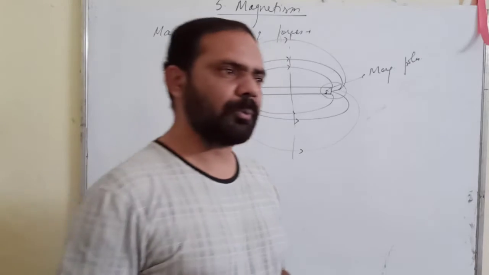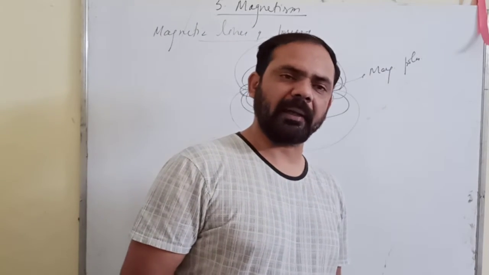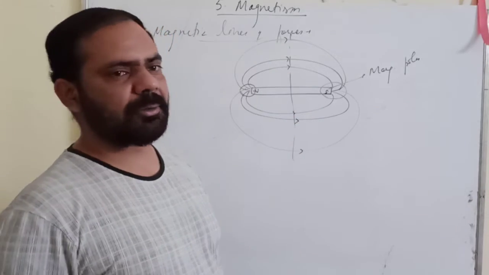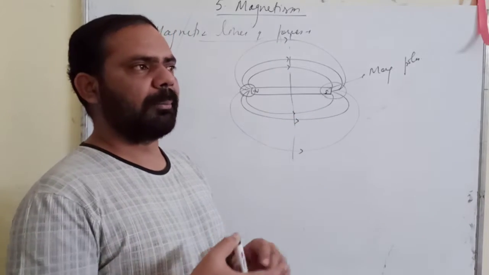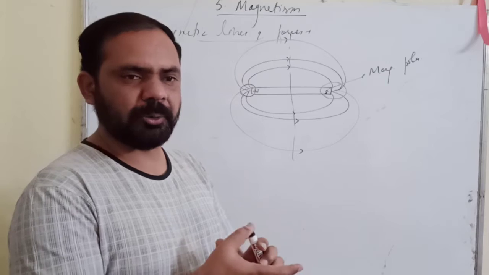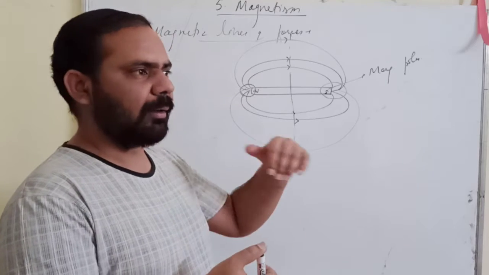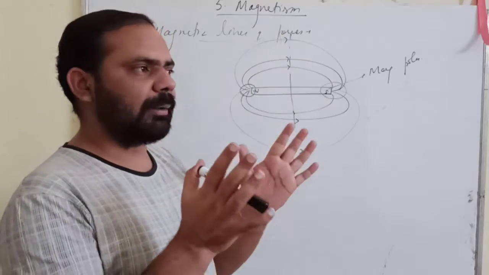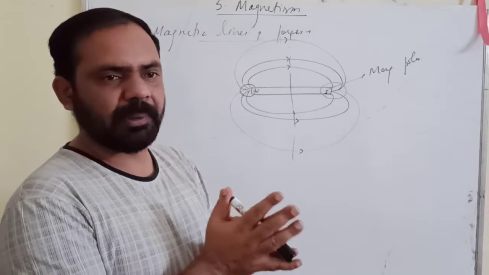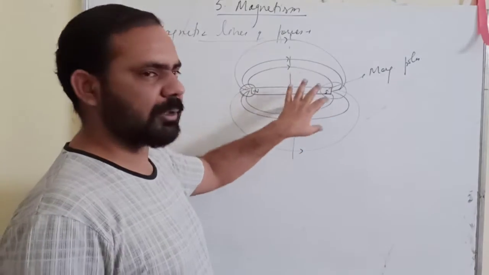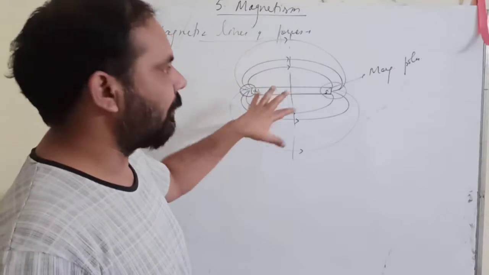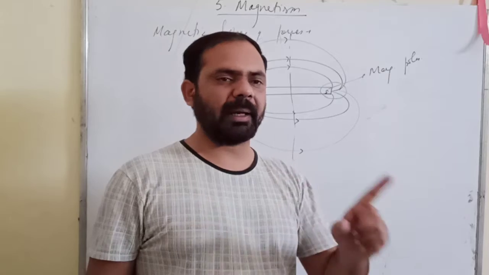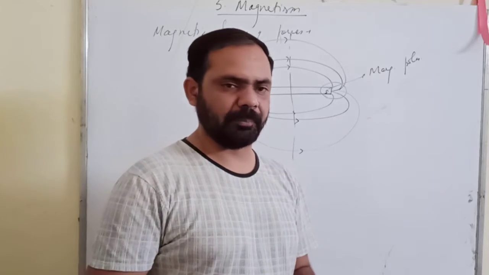The points where the strength of the magnetic field is maximum and the magnetic lines of forces have the maximum closeness with each other, as compared to any other point. The points where the maximum closeness is there between the magnetic lines of forces, those points are called magnetic poles, and at those points the strength of the magnetic field is maximum.